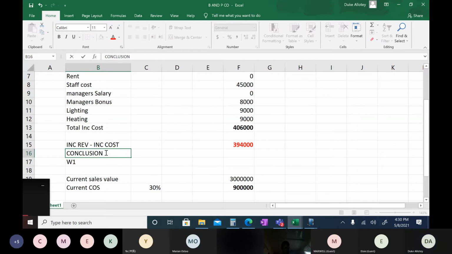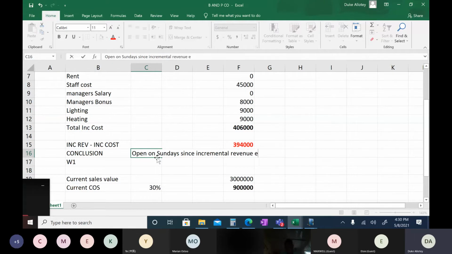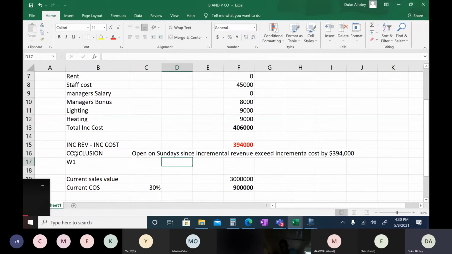Conclusion. Okay. Somebody can say, my conclusion is open on Sundays, since incremental revenue exceeds incremental cost by $394,000. That's all. So that is it.